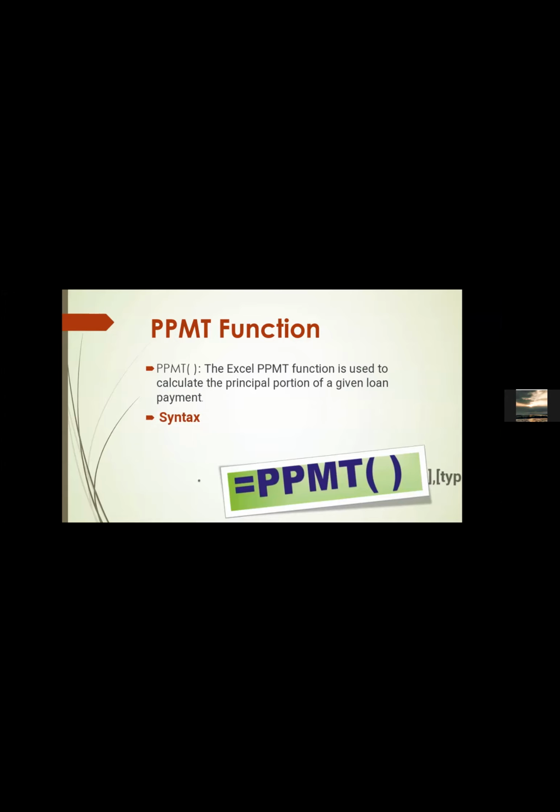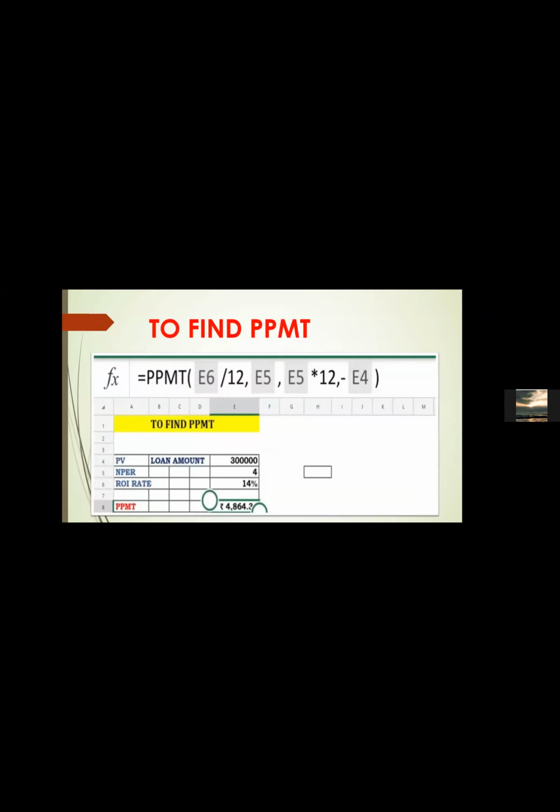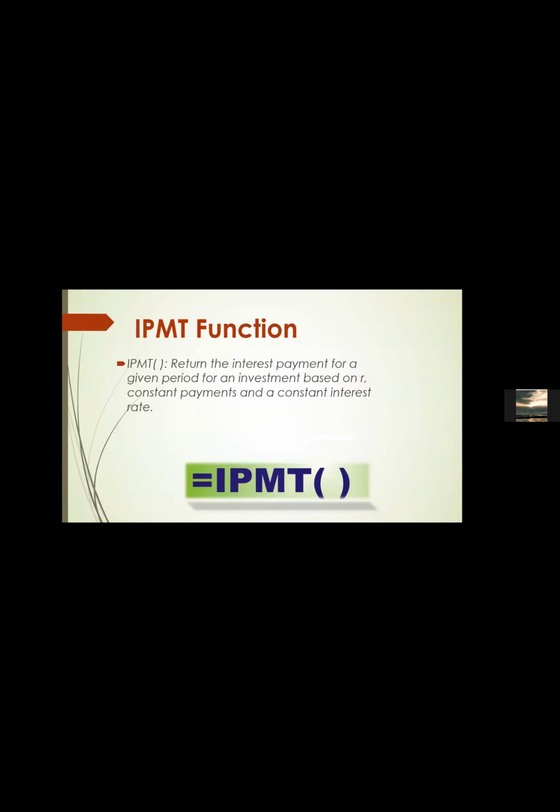Syntax: PPMT(rate, per, NPER, PV, FV, type). To find PPMT: present value 3 lakhs, number of periods 4, rate of interest 14%. PPMT is equal to PPMT(E6/12, per, E5*12, -E4).